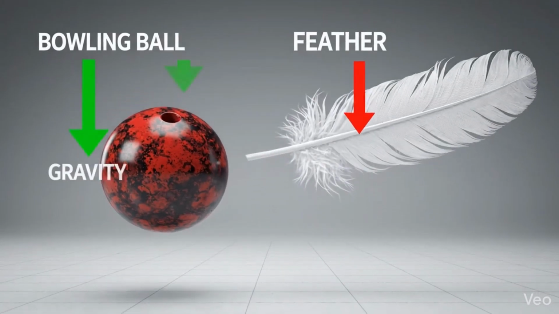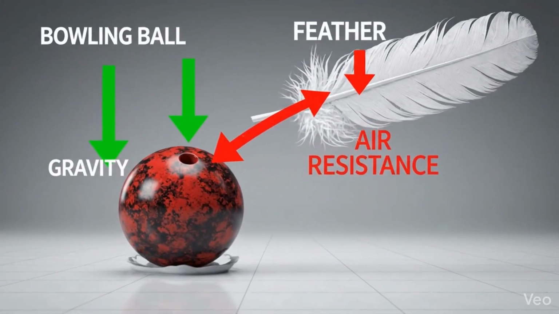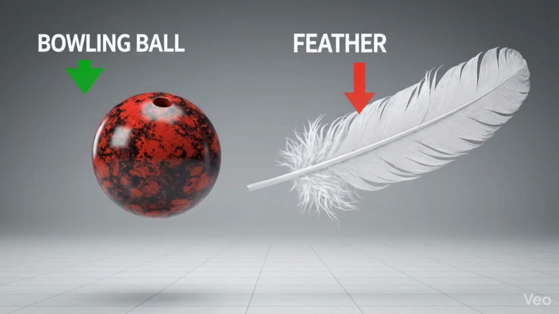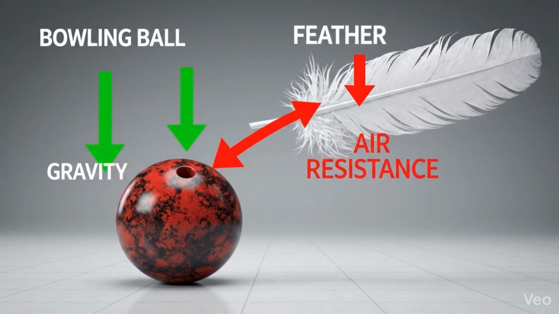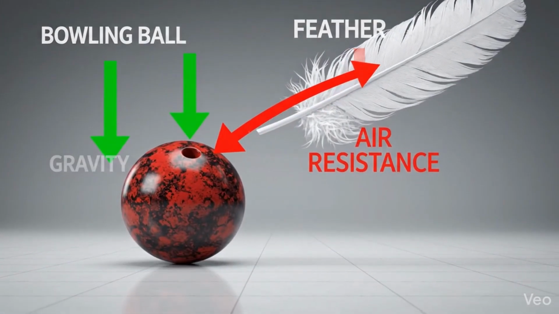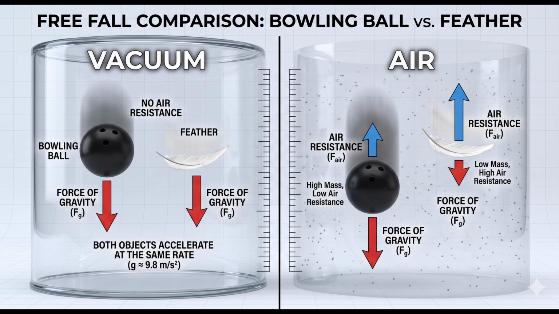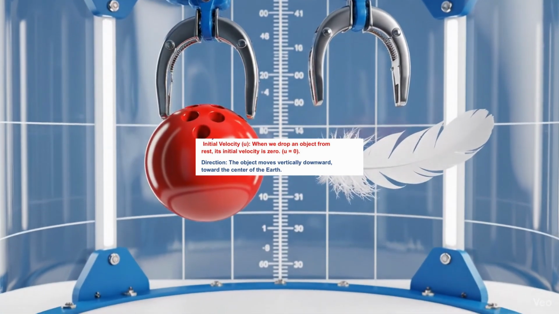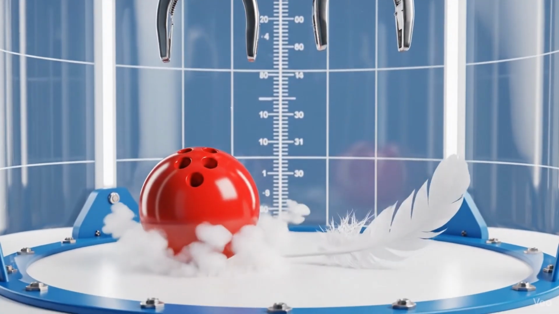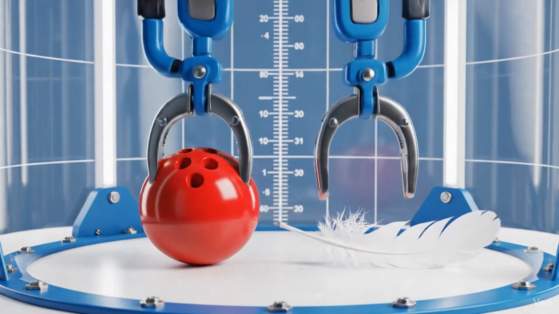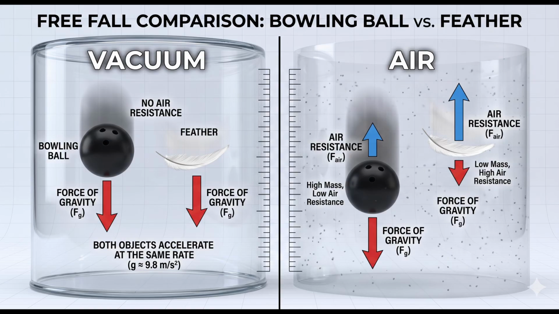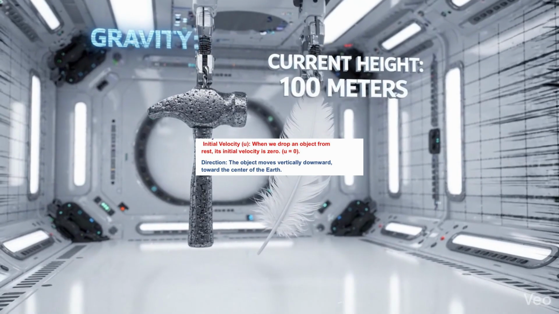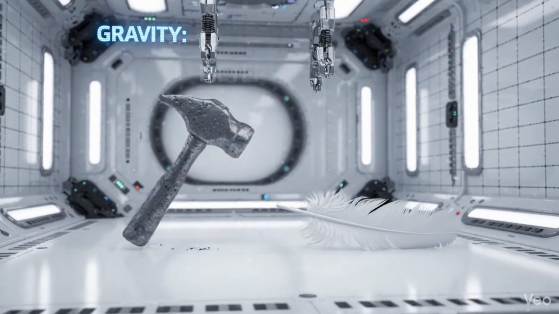During free fall, the frictional force due to air opposes the motion of the object, and buoyant force also acts on the object. Thus, true free fall is possible only in a vacuum. Initial velocity, u. When we drop an object from rest, its initial velocity is 0. That means u is equal to 0. Direction: the object moves vertically downward towards the center of the earth.